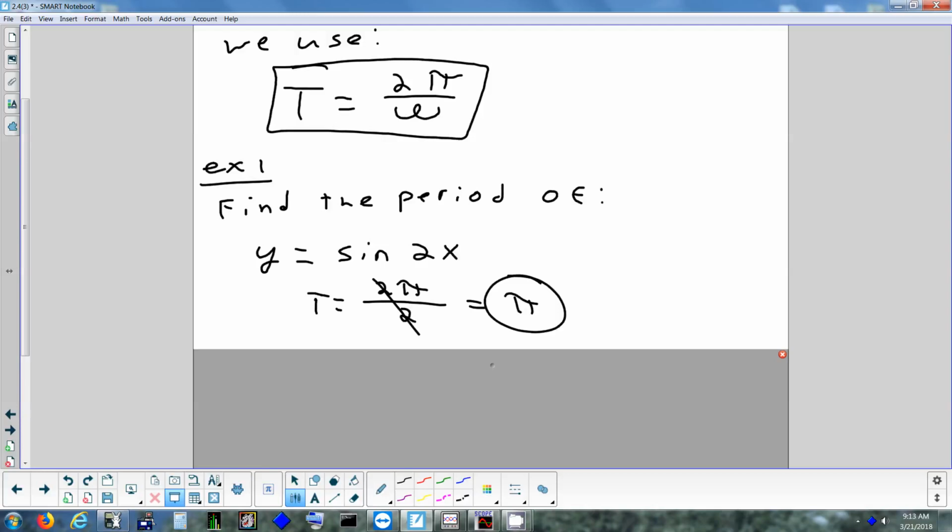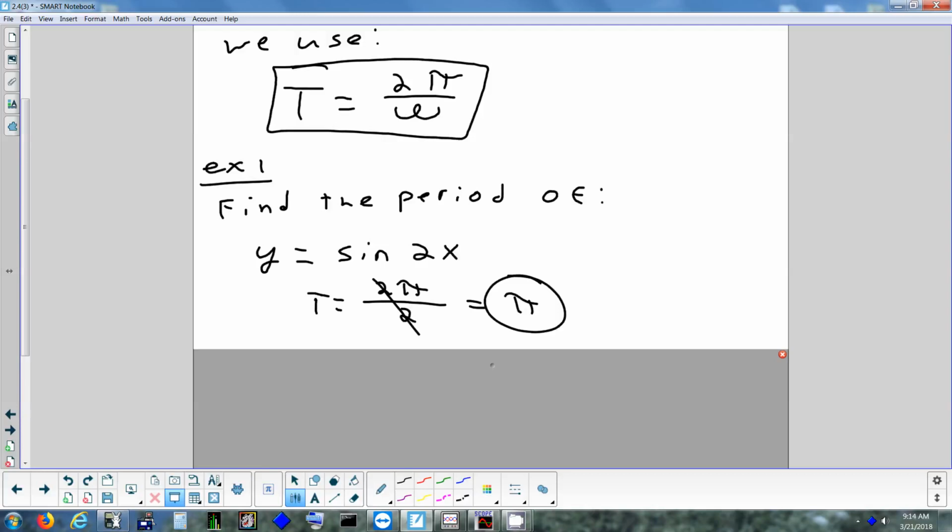Smaller. The original period was 2 pi. This period is 1 pi. Okay, what does that really mean? If you go from 0 to 3.14, you will get 1 full cycle. Before, you had to go from 0 to 6.28. It's 2 pi. Okay. Now it's half the size. Okay, so it's compressed. We would hear that as a higher pitched sound.